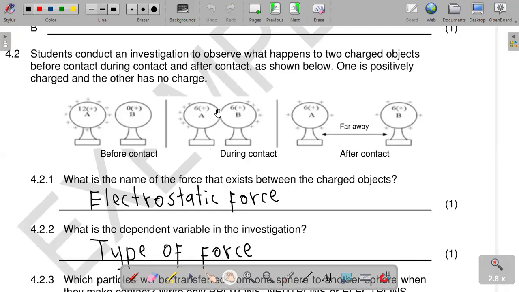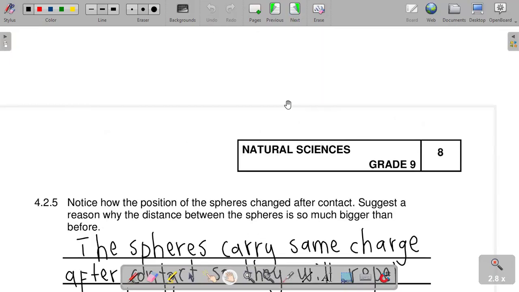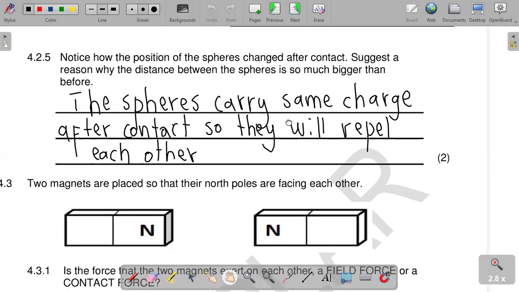During contact, there is a transfer of charges. So the electrons are being transferred here. And then after that, they repel each other. So that's why they go away from each other. So they repel or they push each other away. Repel just means to push each other away. Okay.